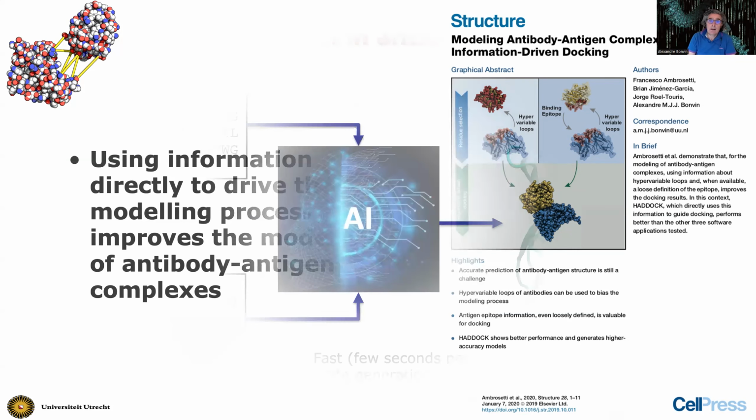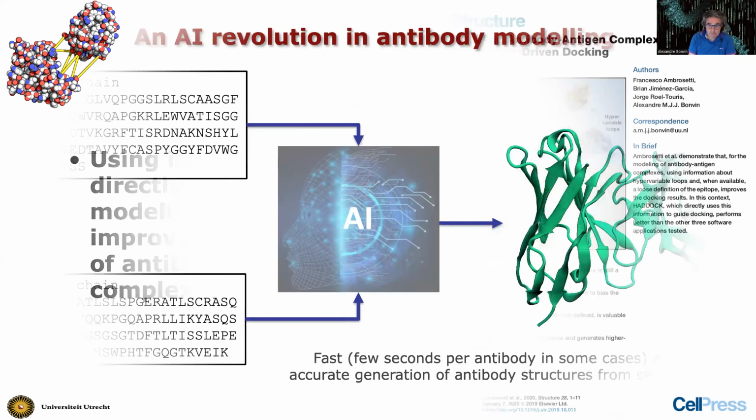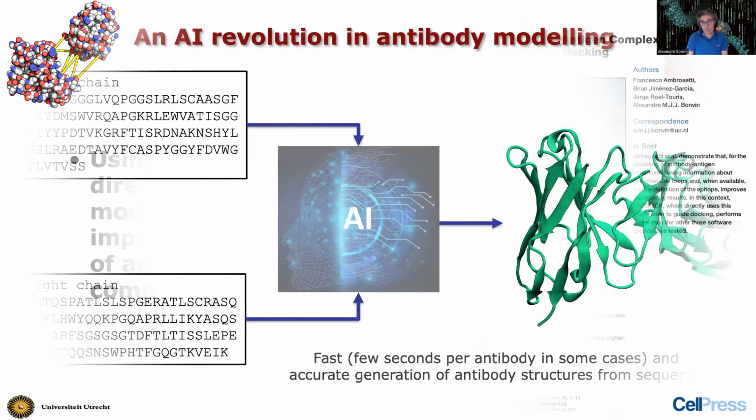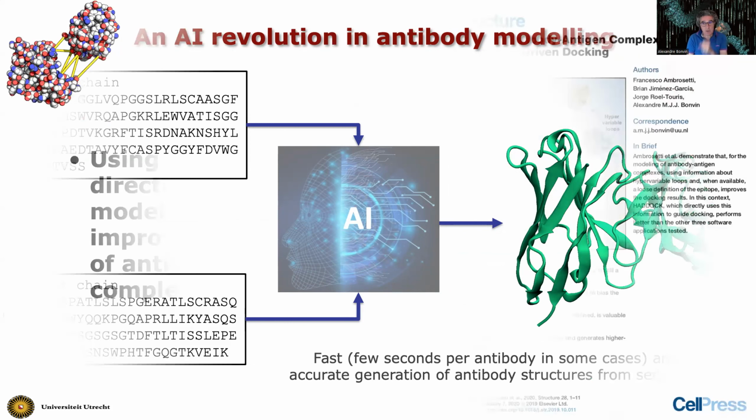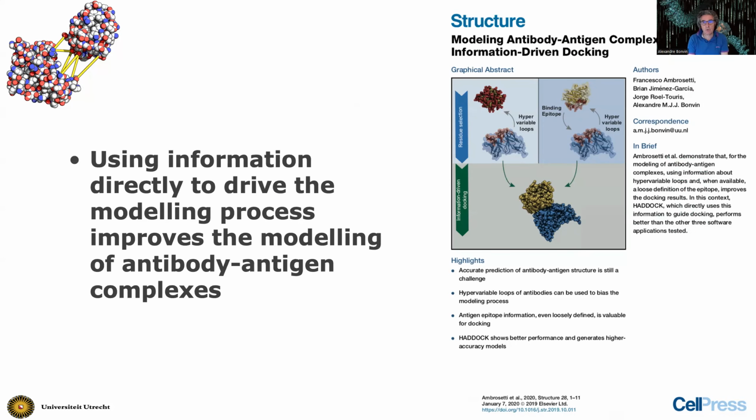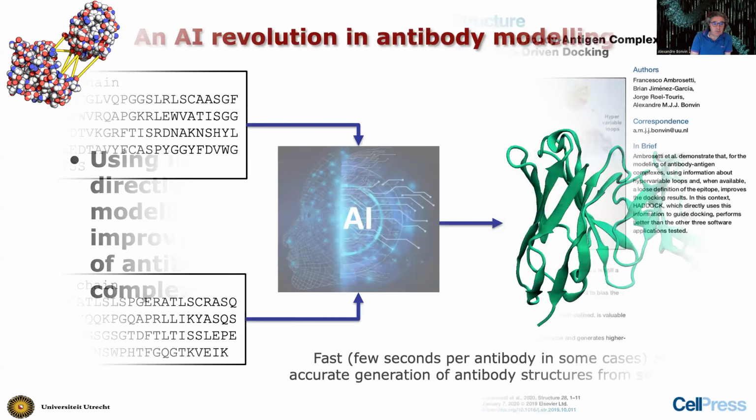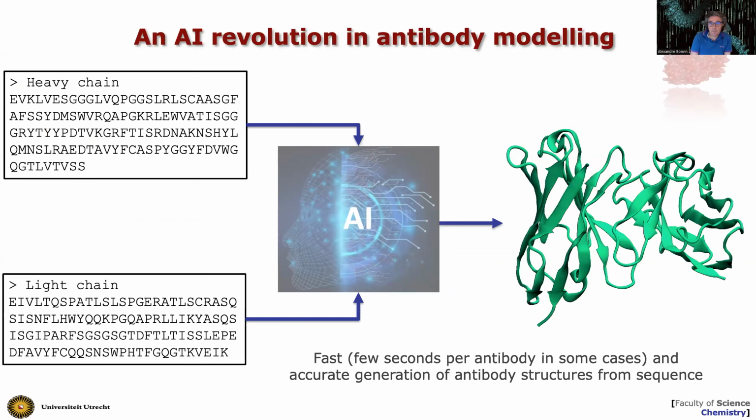Now, we are in this AI era, and before that, we were basically limited to working on systems for which there was an experimental structure of the components. Now, these days, with all the AI development, we can take sequences and from sequences start generating structure. So we don't need to have structures of antibodies anymore if you want to start modeling with antibodies, but just knowing the sequence is enough to start the modeling process.